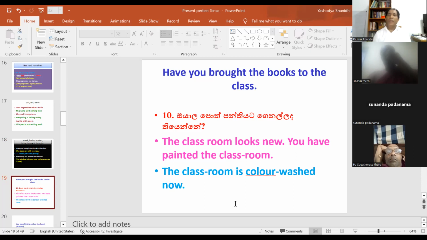Now we will take another example. When you entered the classroom last week, the classroom didn't look good because it was not painted last week. But when you entered the classroom today, you see the walls look new. The whole classroom looks very new.